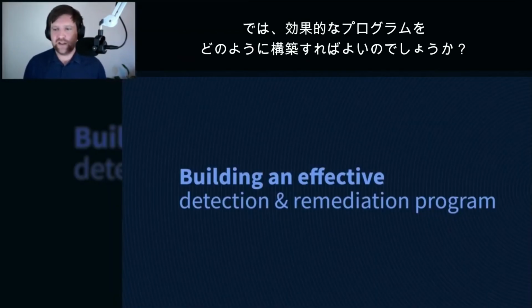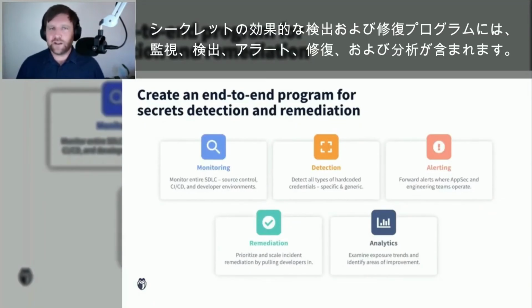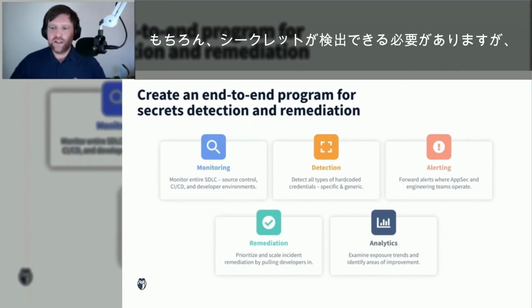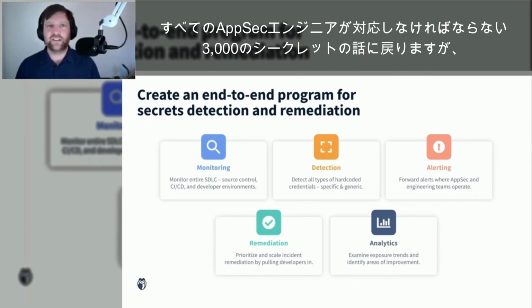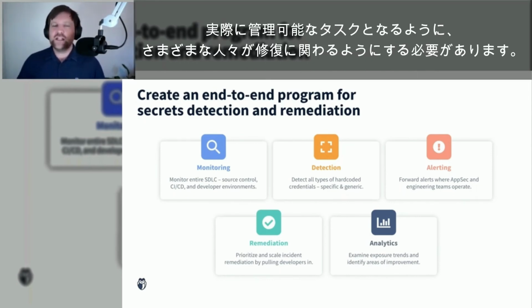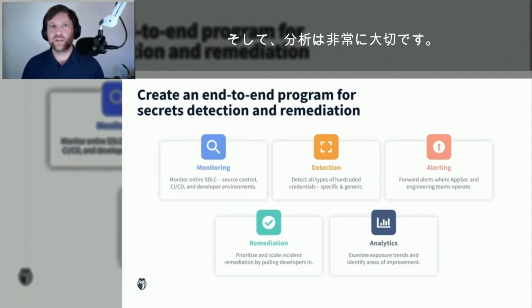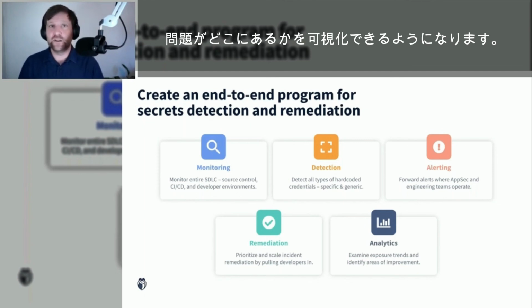So how do we build this effective program? An effective detection and remediation program for secrets will include monitoring, detection, alerting, remediation, and analytics. And all of these are important. Yes, we need to be able to detect secrets, but we also need to make sure the alerts are going to the right people and that the remediation process is set up. We go back to those 3,000 secrets that every AppSec engineer has to do. Well, we need to make sure that remediation is spread across different people so that it actually becomes a manageable task. And analytics is really important so that we can get visibility into where the problem is, right?